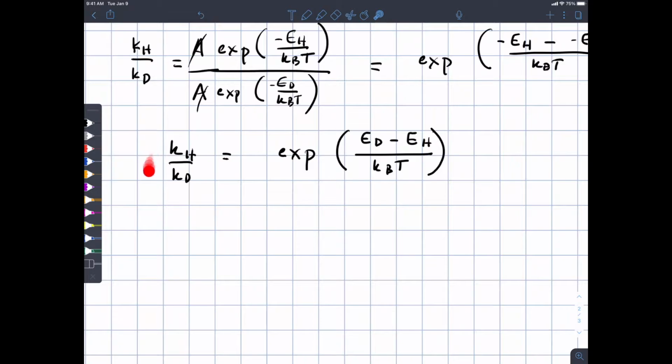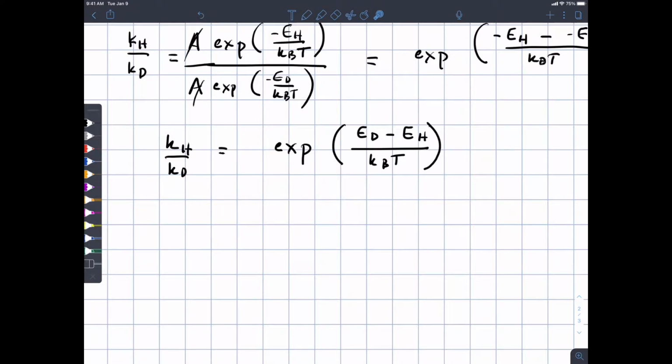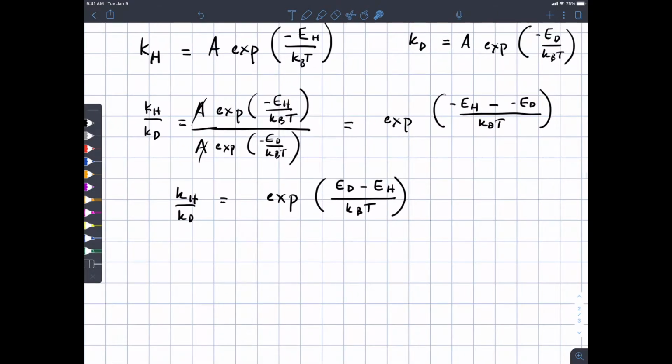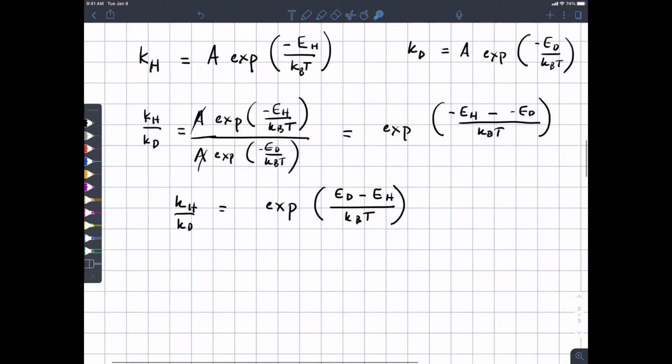We expect a positive kinetic isotope effect when the activation energy for deuterium is greater than the activation energy for hydrogen. And the bigger that difference, the bigger the kinetic isotope effect that we're going to observe. All right, so we want to talk about how and why those activation energies are different.